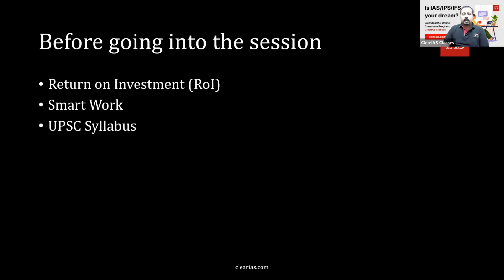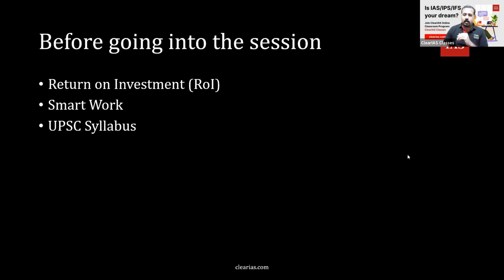Okay, let me explain the concept of return on investment. Return on investment just means what is the return you are getting on your investment. So what are you investing into? You are investing your time, your efforts, and your financial resources. Time, effort, and money. These three are what you are mainly investing.